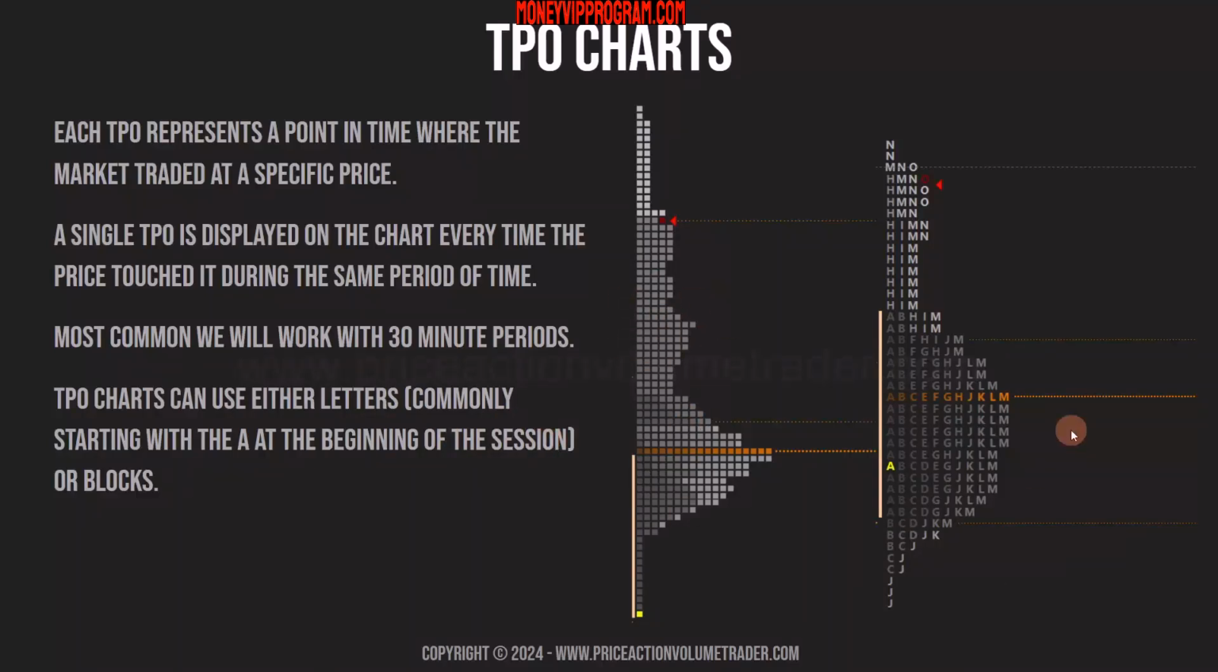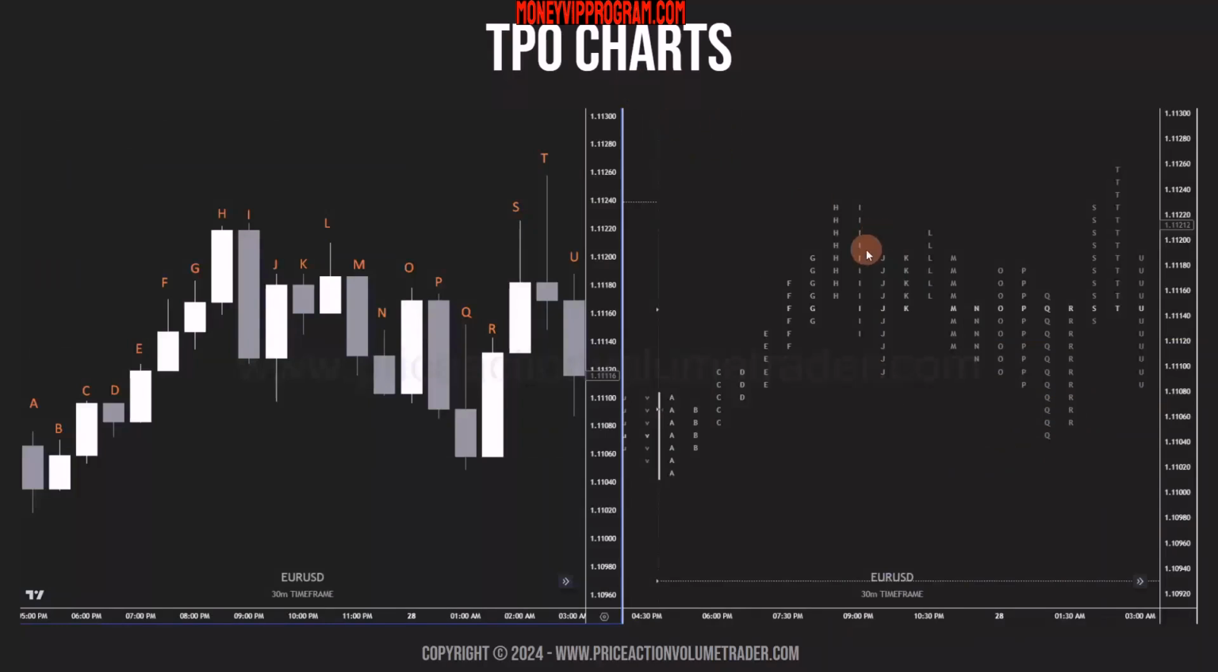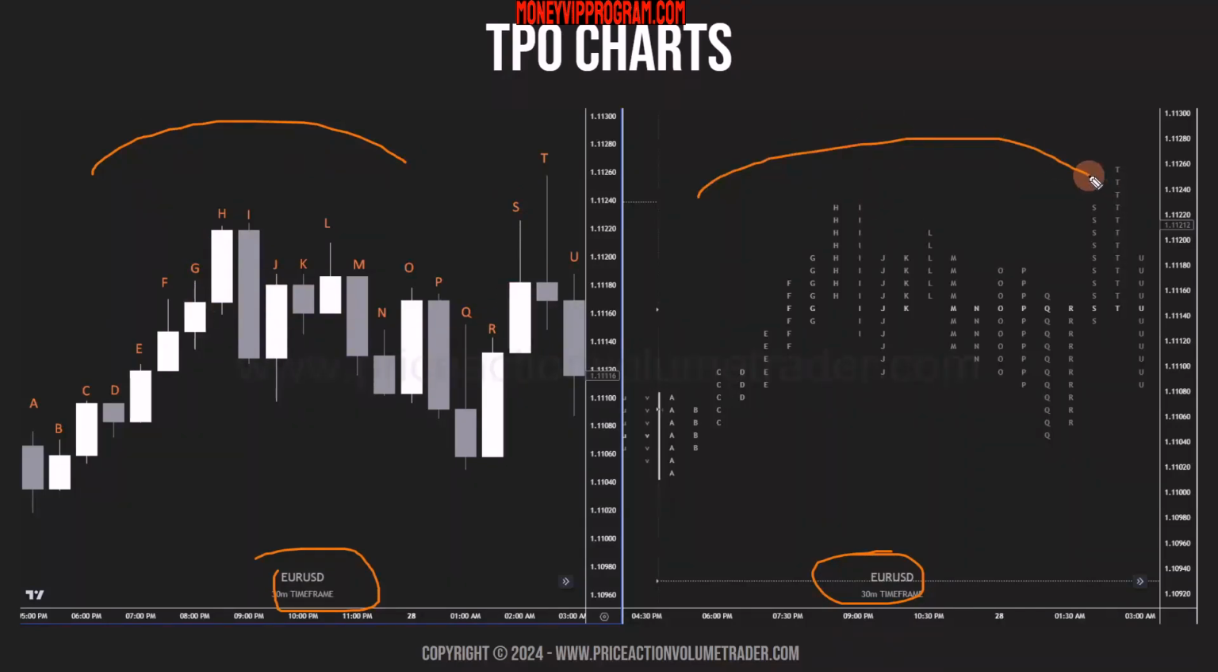Okay, so right here I have a chart that I've split. This is a Forex chart, looking at the scale, I believe this is the Euro US dollar. So you can see we have a 30-minute chart. And right here on the left, I have this represented just as a 30-minute candlestick chart. And here on the right, we have a market profile with letters.